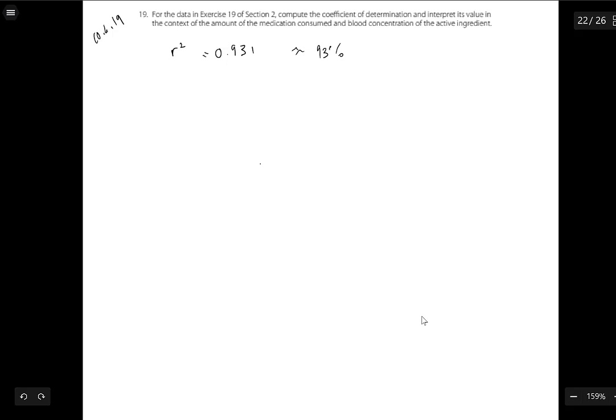So our coefficient of determination, and as we mentioned out of the definition, the proportion of variability in x that is accounted for by the linear relationship between x and y is 93%. So the proportion of variation in blood concentration is accounted for by the amount of medication consumed 30 minutes prior.